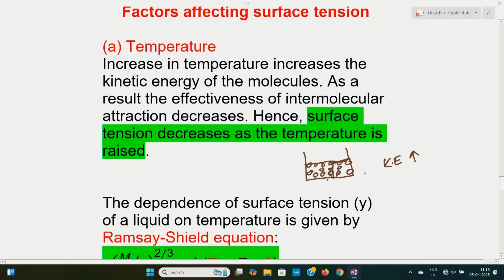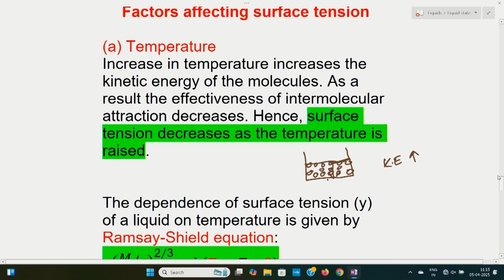Okay, I repeat once again. When the temperature increases, what will happen? The kinetic energy of the molecules increases inside the liquid. When the kinetic energy of the molecules increases, the intermolecular attraction of the molecules decreases. If the intermolecular attraction decreases, automatically the inward pull decreases. That means the surface tension will be decreasing. Okay, I hope you understood this factor, temperature.